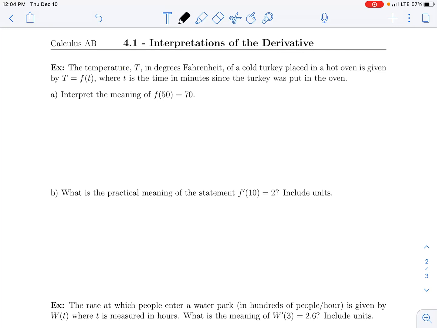Hello everyone. So now let's look at an example here. It says the temperature T in degrees Fahrenheit of a cold turkey placed in a hot oven is given by T equals f of t, where t is the time in minutes since the turkey was put in the oven. Remember again that T was in degrees Fahrenheit.